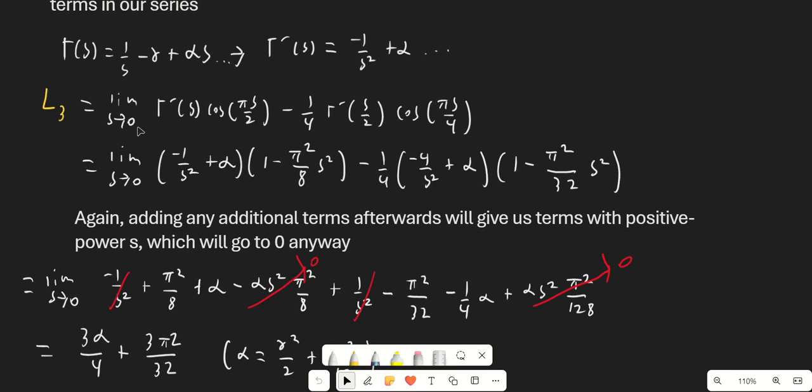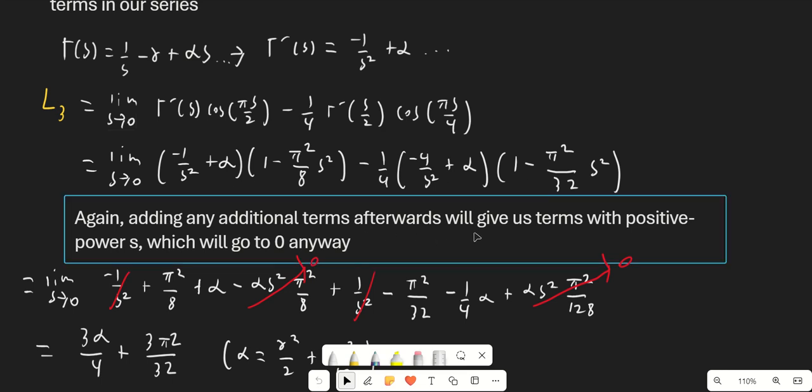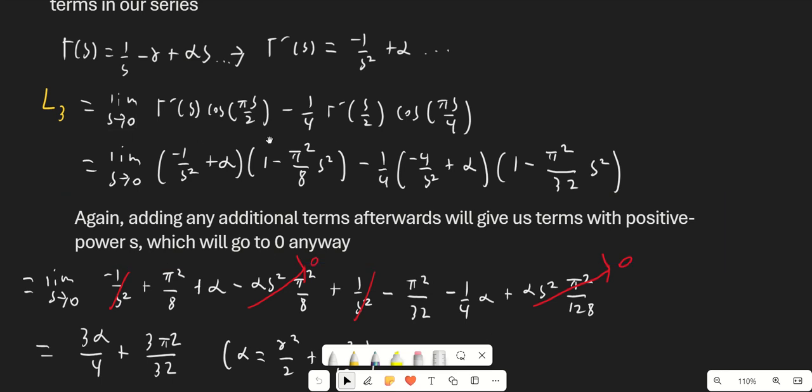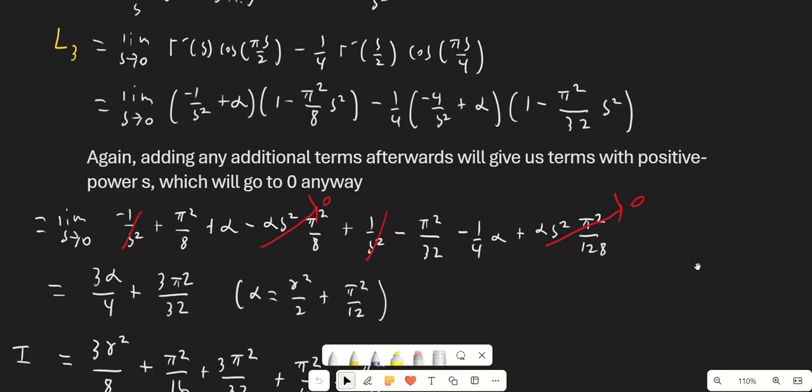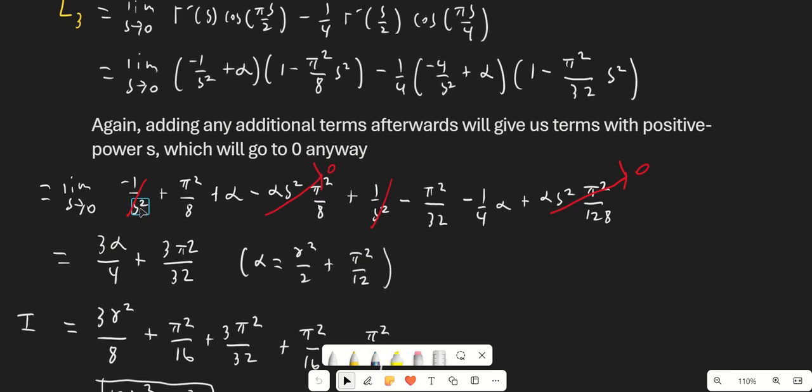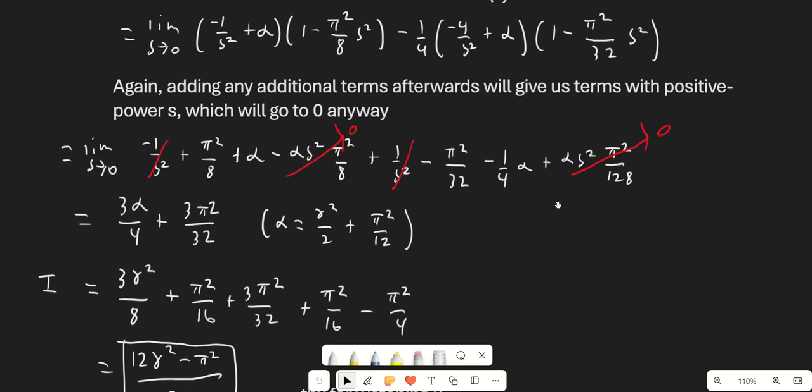So now we're going to go ahead and do that limit again. So in this case, we're going to use the first two terms of the expansion of gamma prime of s and of cosine of s. And again, if we add any additional terms afterwards, they'll give us terms with positive power of s, which will go to 0 anyway. So we get this right here, and then we just have to go ahead and expand it. And notice that beautifully, all our divergent terms with that 1 over s squared cancel. These terms with a coefficient of s squared also go to 0, and we end up with 3 alpha over 4 plus 3 pi squared over 32.